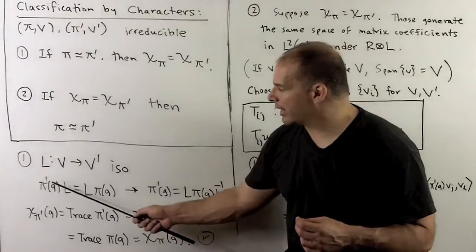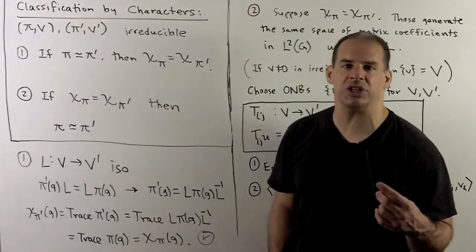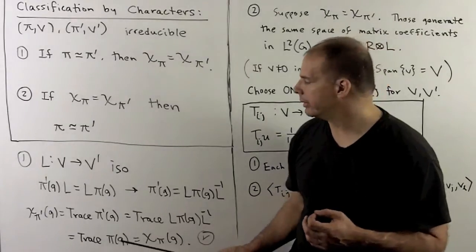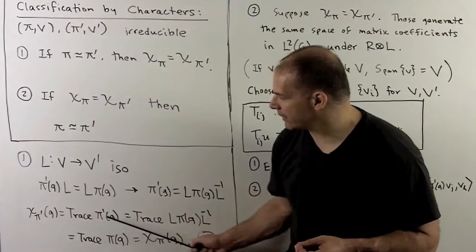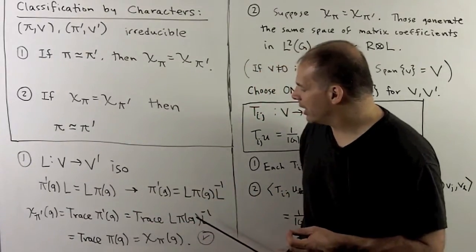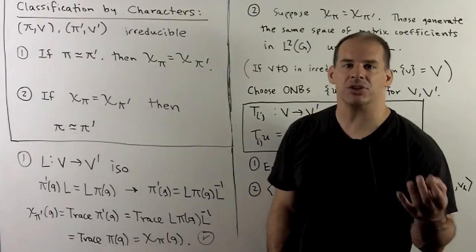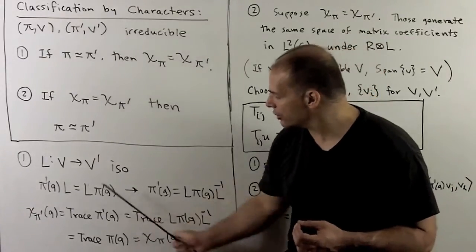We rewrite the intertwining operator property as follows. So I have pi prime of G equals L pi of G L inverse. We take the trace of both sides. Now that gives the character of pi prime on G, with the definition. We substitute. Then I could switch L pi of G with L inverse. The L's cancel, and then we have the character for pi at G. So the characters are the same.